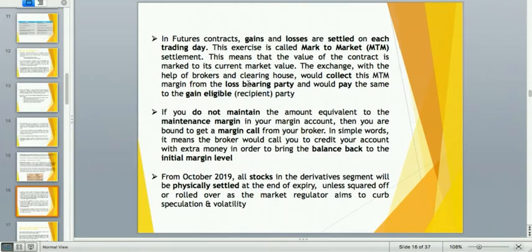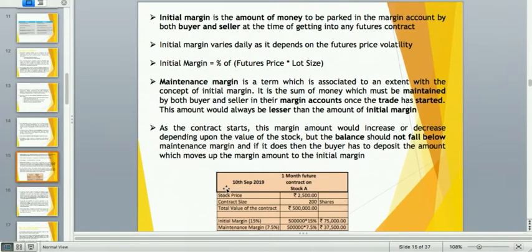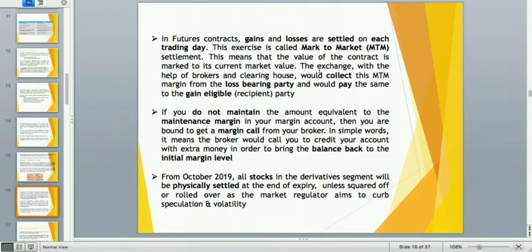That the exchange, with the help of brokers and clearinghouse, would collect the mark to market margin from the loss bearing party and credit it to the gain recipient party, right? And from the next day onwards, that means 12 September, since we had 10 September and hypothetically assumed that on 11 September the share price rose to 2530, the stock price would be considered as 2530 and that's where we'll start from the next day. So these are daily mark to market settlements. All right.